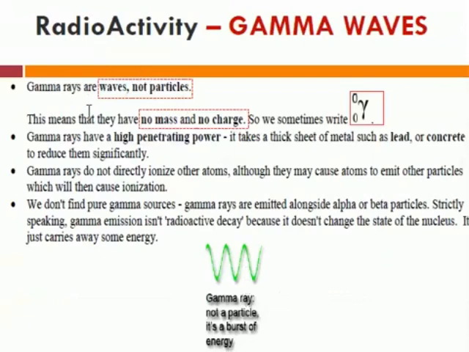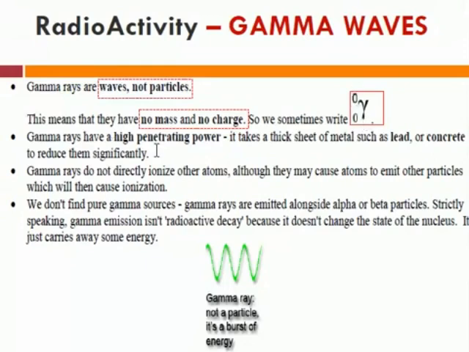Gamma rays are waves, not particles. So take note of this. This means that they have no mass and no charge. So we sometimes write gamma waves as this, this is the symbol for gamma. So we have 0, 0 here.